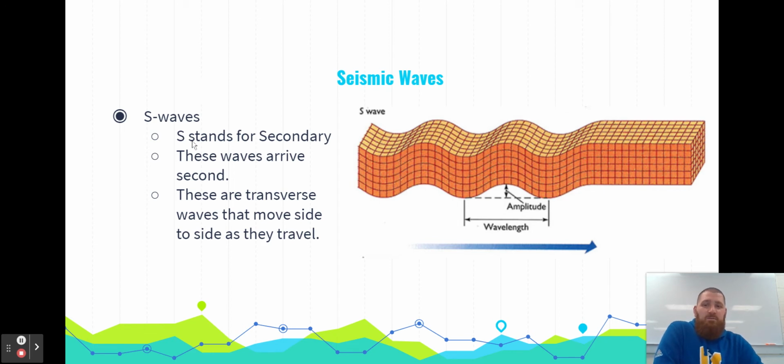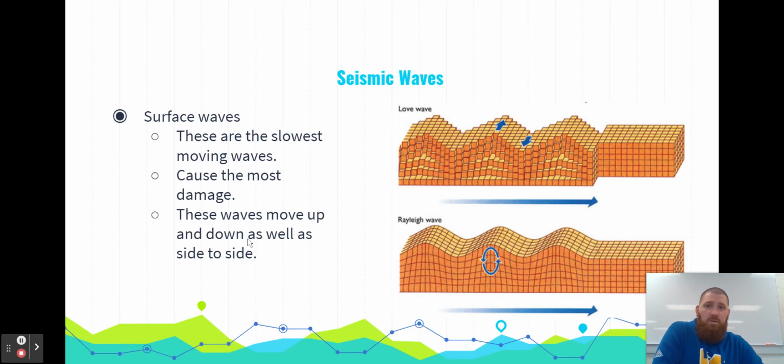Then there are S waves. The S stands for secondary waves. These are the second waves to arrive. They are transverse waves that move side to side as they travel. So they're moving this way, but they're oscillating this way. All right. This is more of a standard wave motion. Now, both of these two waves, P waves and S waves, travel through the Earth as well.